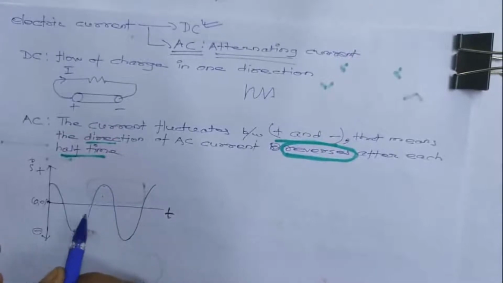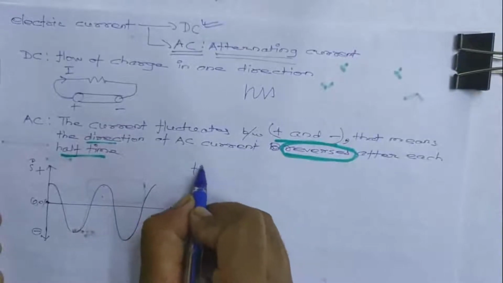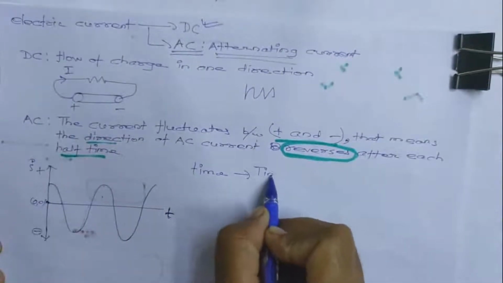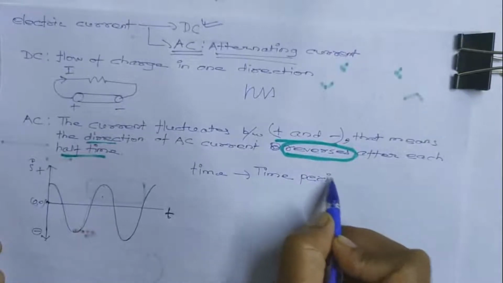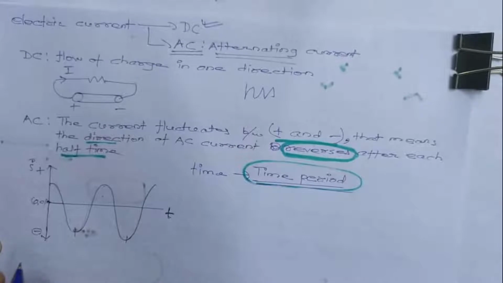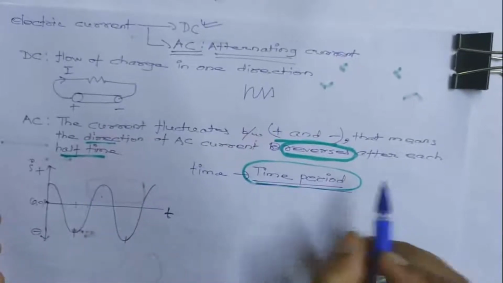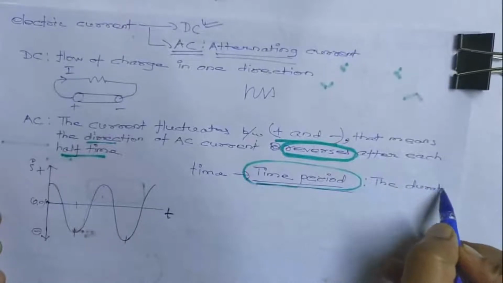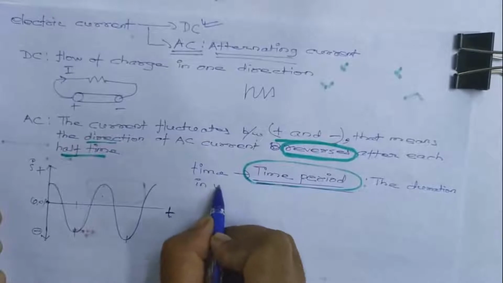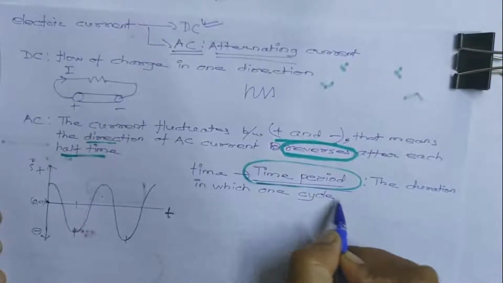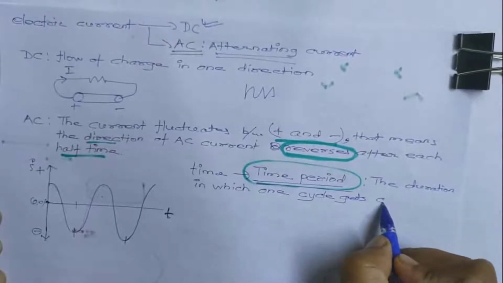Okay, so actually what is time? Let me tell you what I mean to say here. Time period. Time period is a standard term. Let me define what we mean by time period. This is a question which must come to your mind. So time period, you can say, is the duration in which one cycle gets complete.